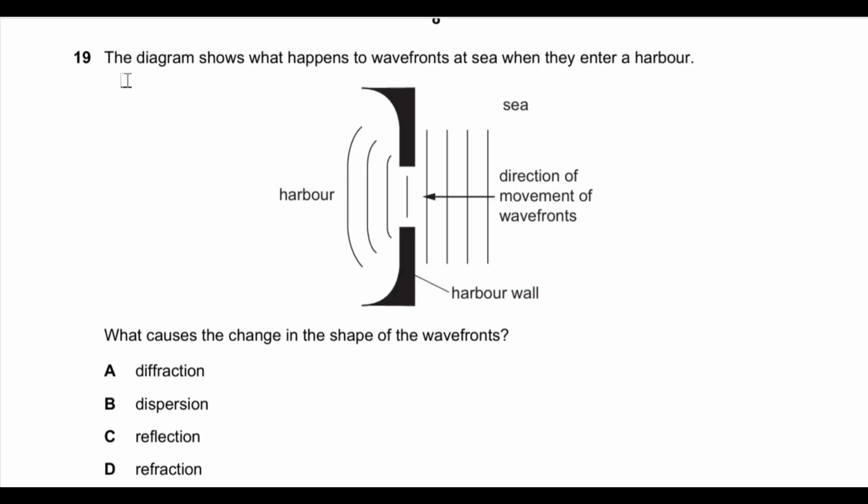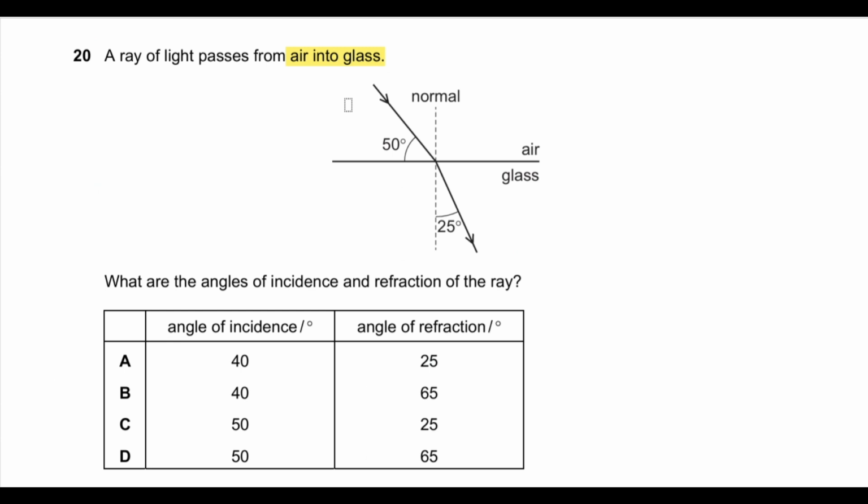Question number 19 says the diagram shows what happens to wavefronts at sea when they enter a harbor. What causes the change in the shape of the wavefronts? Wavefronts are entering a gap, and after it the waves are spreading out, and the spreading of the waves from any gap is known as diffraction.